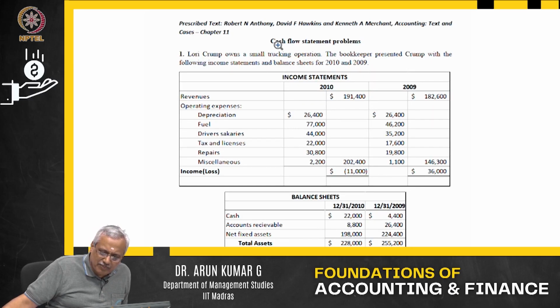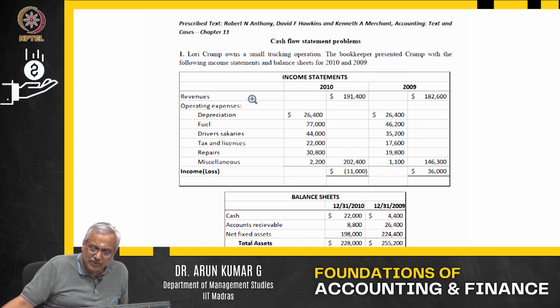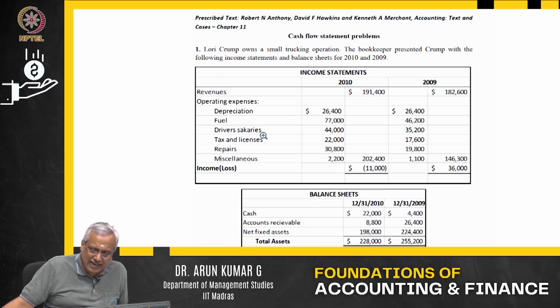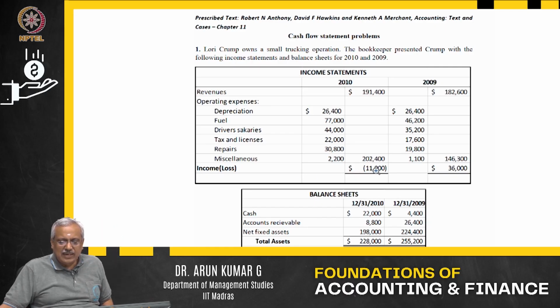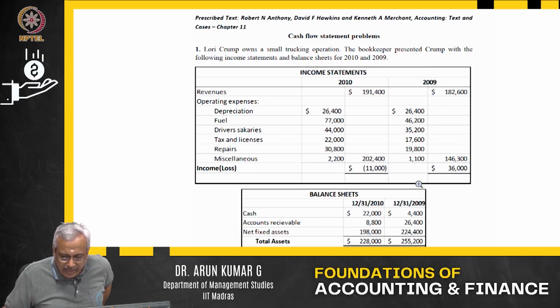Now, I said there is a cash flow problem. Lorry Crump owns a small trucking operation. The bookkeeper presented Crump with the following income statements and balance sheets for the years 2010 and 2009. The income statement has revenue, depreciation, fuel, driver salary. I am sorry, there is a typo out there, it is salaries. Then taxes and licenses, repairs, miscellaneous, and then there is a loss. Income is a loss of 11,000 in 2010 and a profit in 2009.